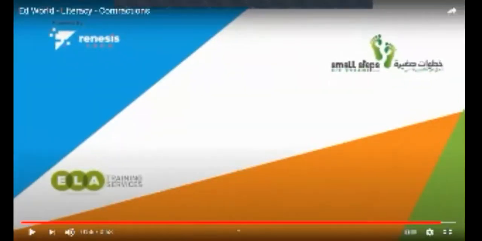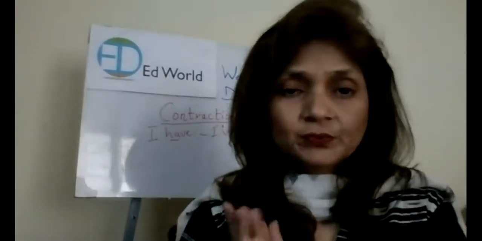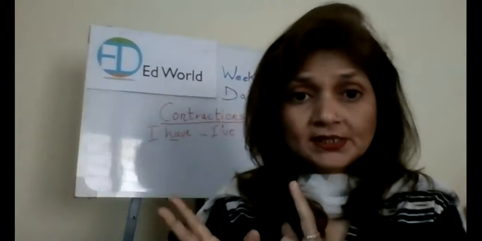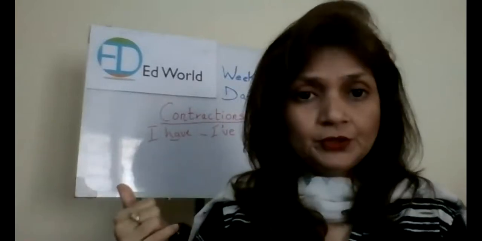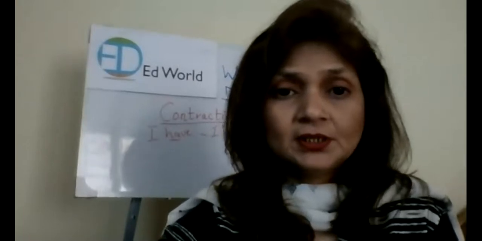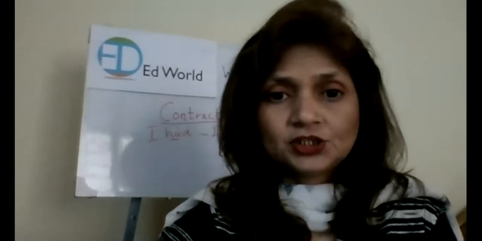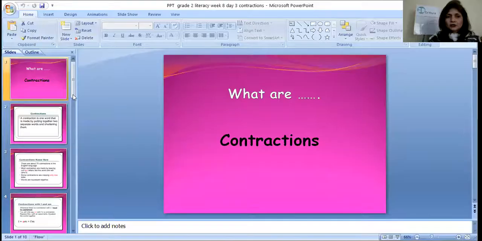Okay, so you have seen how the contractions are written. You erase one letter or two letters and then write an apostrophe there. Now let's see a presentation. Through that presentation, I think it's going to be more clear to you all. So, what are contractions?